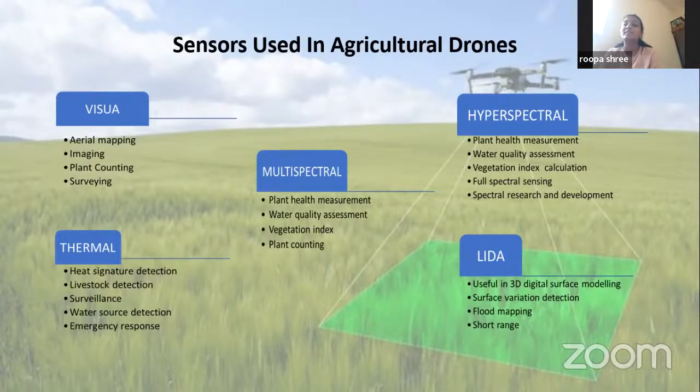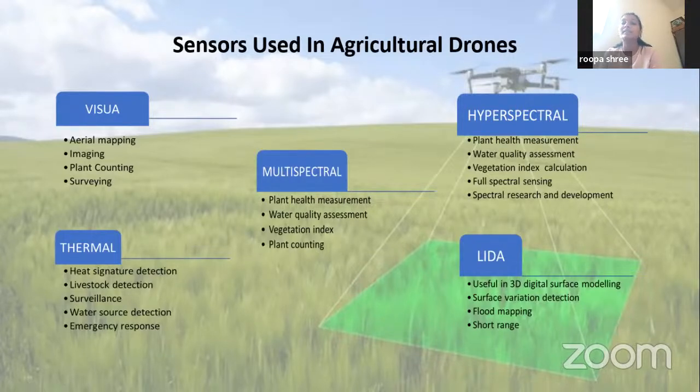These are some sensors which are used in agricultural drones: visible, thermal, multispectral, hyperspectral, and LIDAR. And what do these sensors do? Visible will help in aerial mapping, imaging, plant counting, and surveying. And the thermal sensor will be used in heat signature detection, livestock detection, surveillance, water source detection, and emergency response.